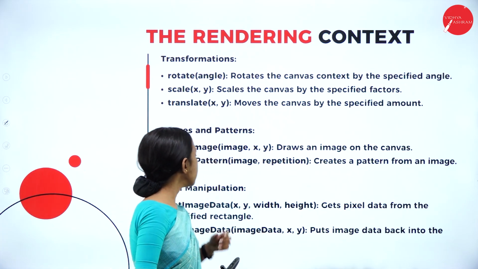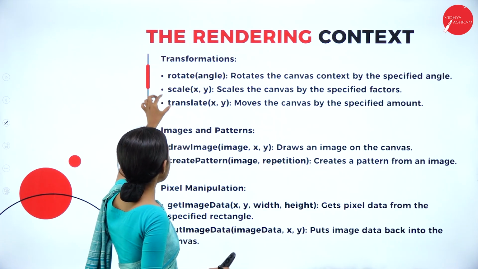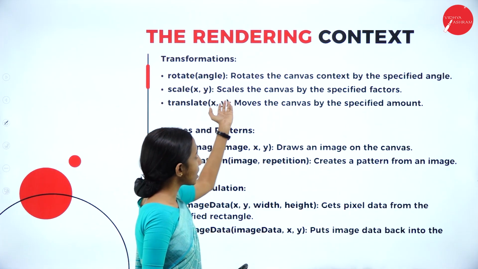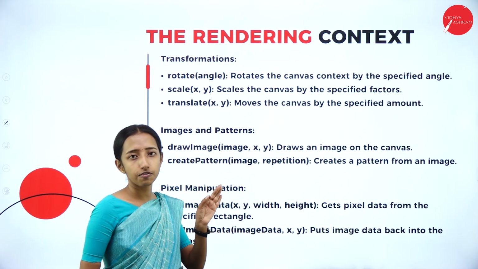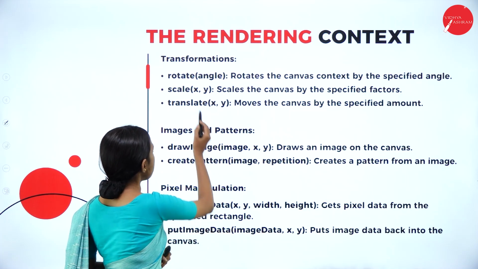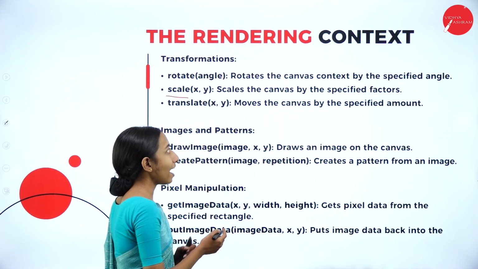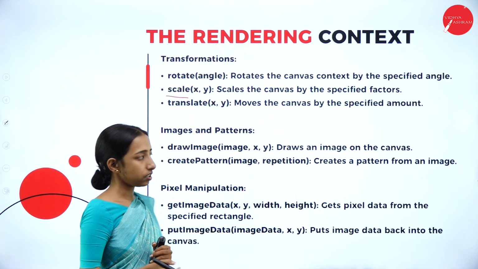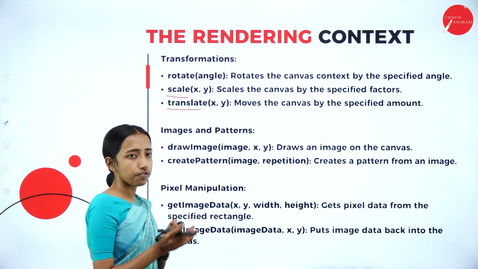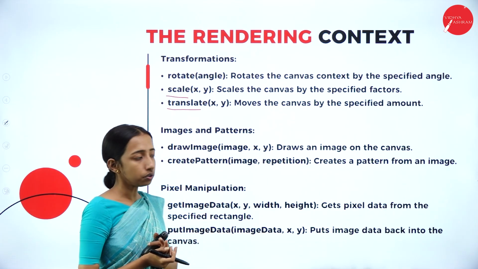Next we have the transformation. Here we will be using methods like rotate, scale and translate. Rotate rotates the canvas by a specified angle, so to rotate a shape we use the rotate method. Next, the scale method scales the canvas by specified factors. And next, translate moves the canvas by the specified amount that you want to give.